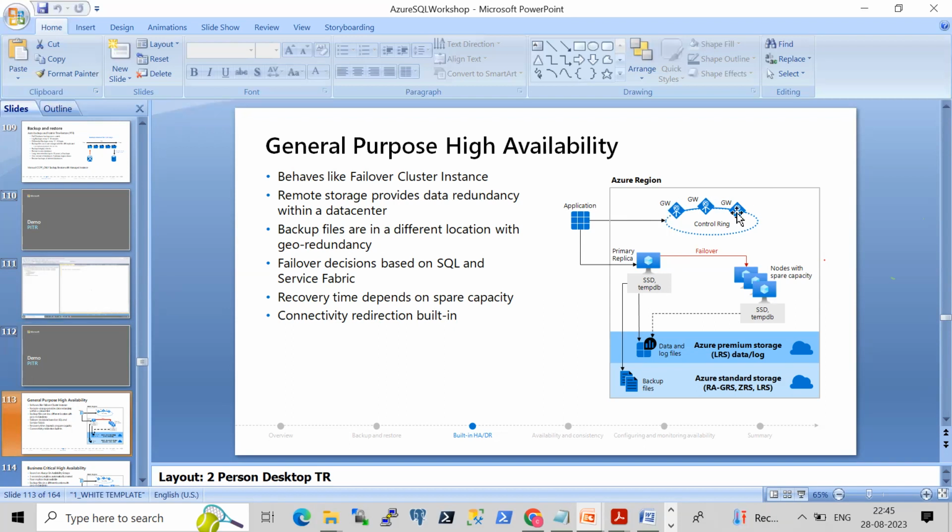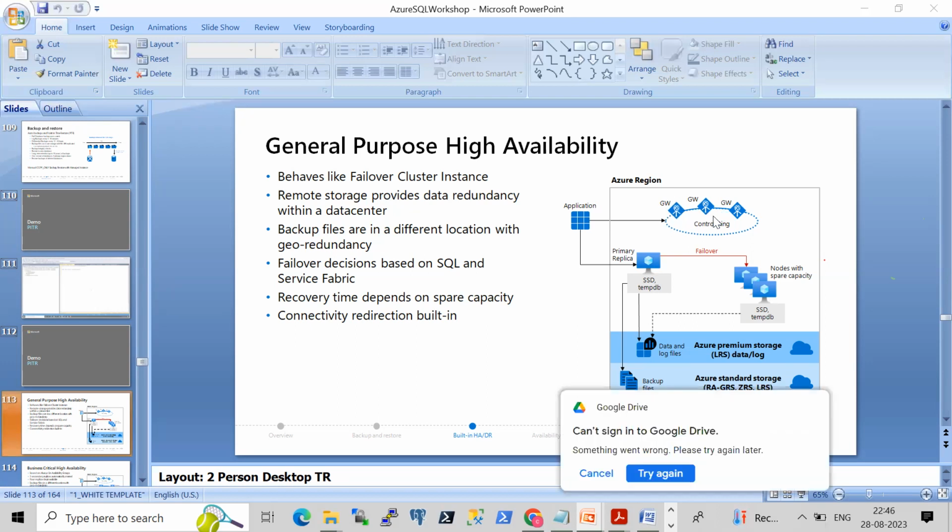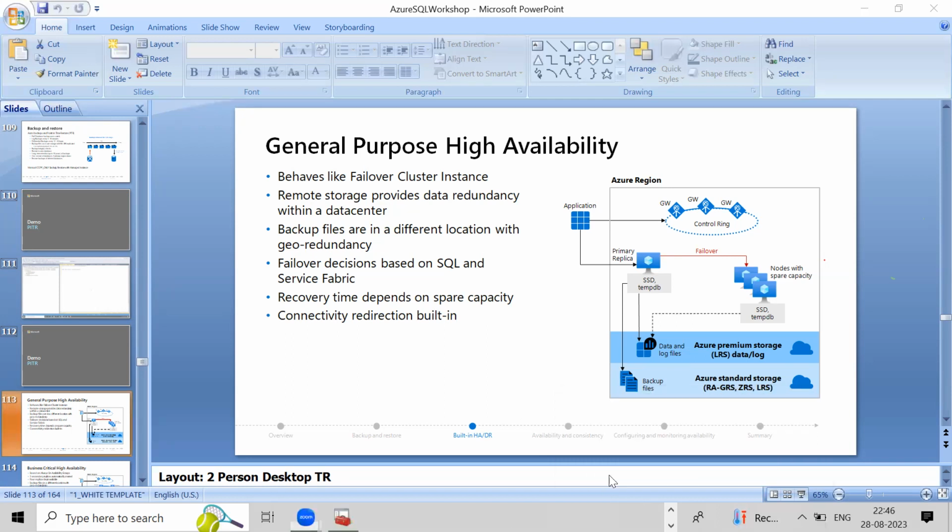there is something called gateways. When you ping Azure SQL, or when you run NSLOOKUP on Azure SQL or MI, it will never expose the real IP. It only exposes the gateway IPs. So gateway IPs are the ones being exposed to the outside world.